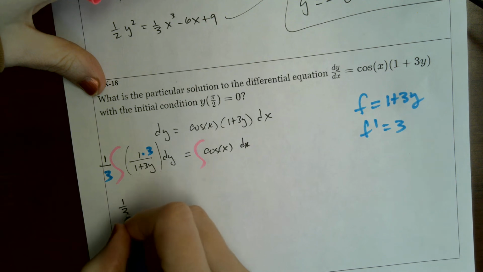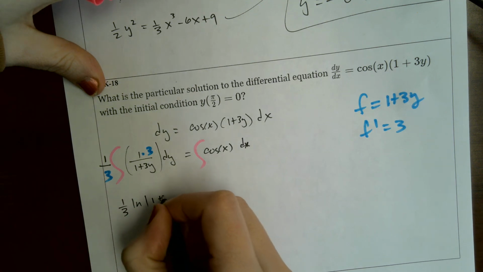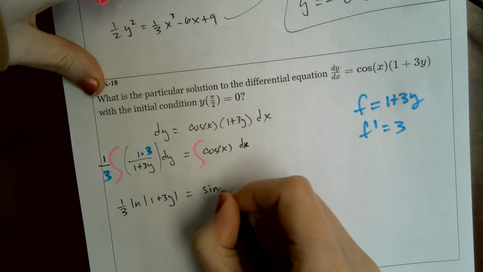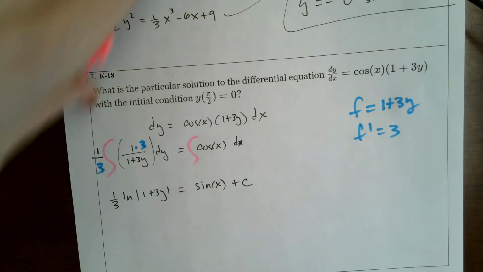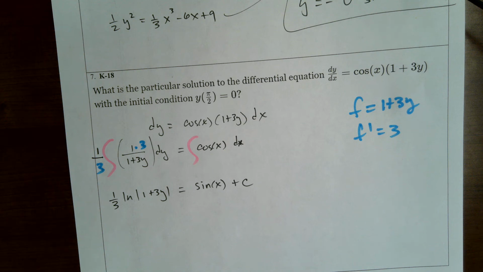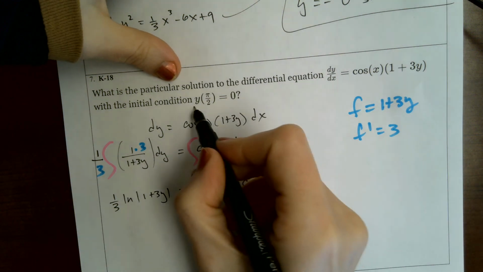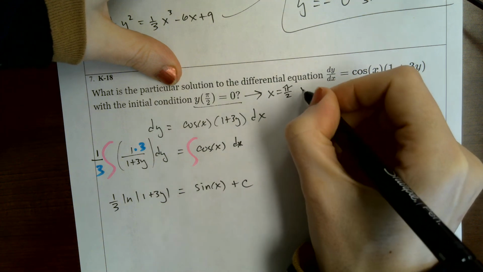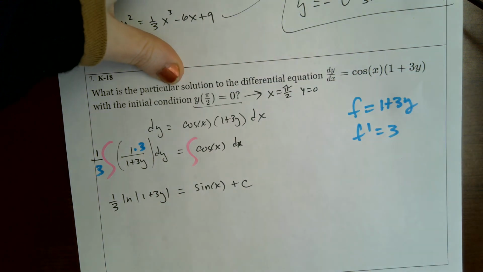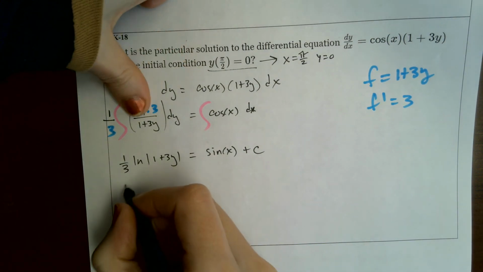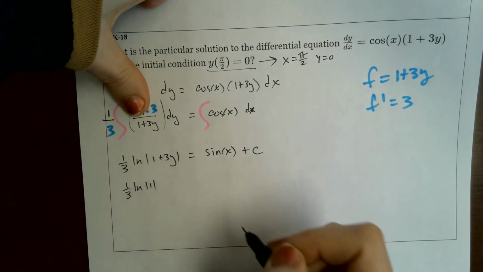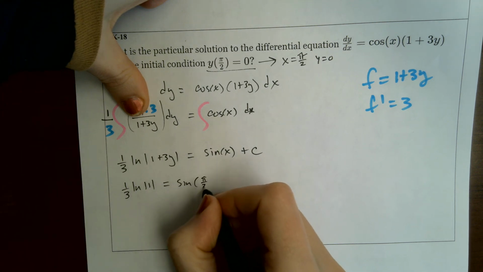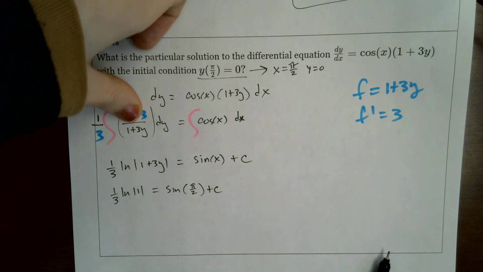Okay, so this is 1/3 natural log absolute value of this. The antiderivative of cosine is sine. Now you've got to find c. And you do that with this initial condition. This is telling you that if x is pi over 2, y is 0. So this is a third natural log of 1 equals sine of pi over 2 plus c.